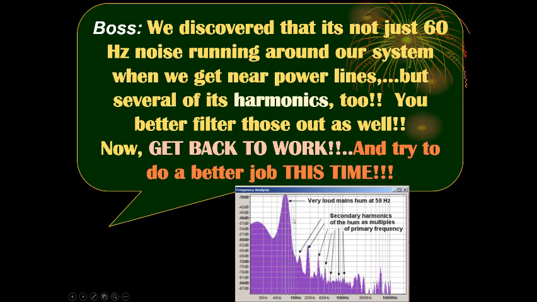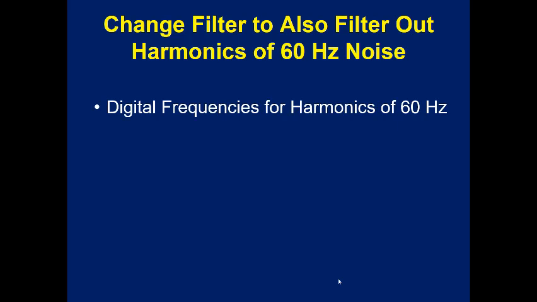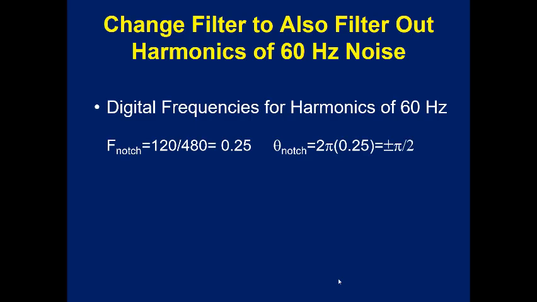So we've got not just 60 hertz, but some smaller spectral peaks at all of its multiples. So, all right, the one notch is not going to do, and we've got to do something about the width of that notch. So first, how do we get those harmonics? Well, just like we did before, we need to find those frequencies on the unit circle, and those will be happening at integer multiples of 60 hertz.